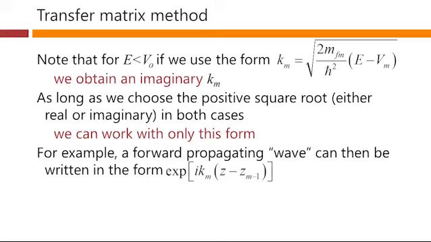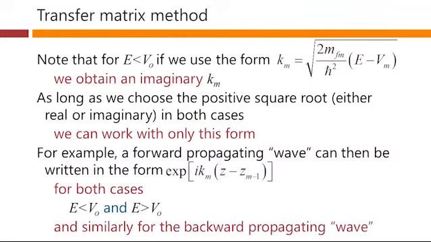For example, a forward propagating wave can then be written in the form e to the i km (z minus zm minus 1), for both cases, both the real propagating waves and the growing or decaying exponentials. So, no matter whether E is less than V0 or E is greater than V0, and similarly for the backward propagating wave, we can use this one formula. If k is an imaginary number, then this, of course, turns into just a negative real argument in the exponential.